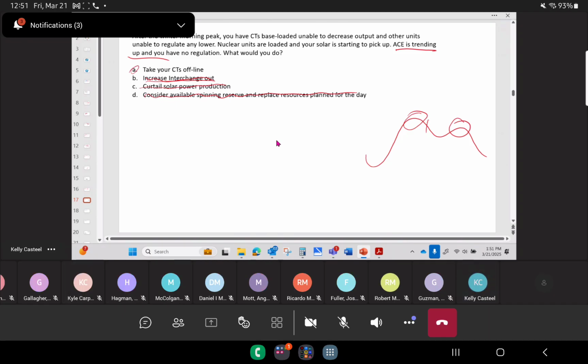Yeah, thanks for clearing that up. I think I was just confused on the definition of base loaded. But okay, you cleared it up. Thank you.